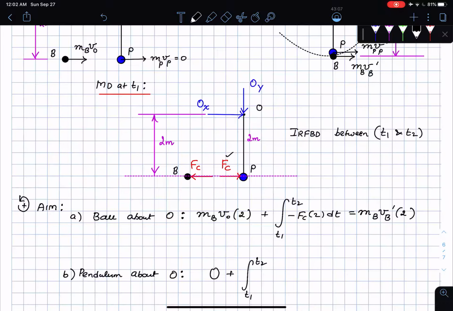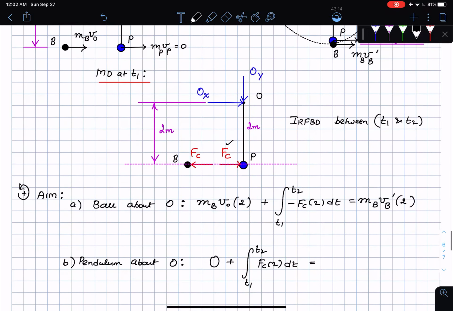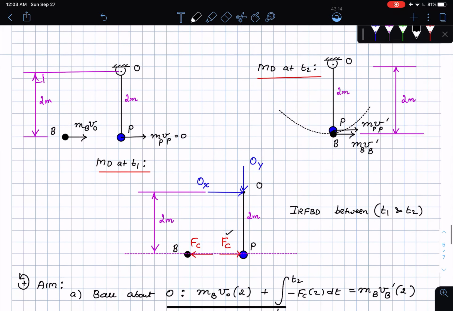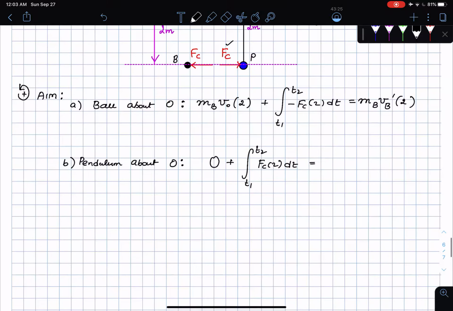So this is a counterclockwise rotation. Okay, so this is going to be plus Fc times 2 dt. And then I know from before that the distance from Vp prime to O, or Mp Vp prime to O, is still the distance 2 meters, and that's a counterclockwise rotation as well. Okay, so this is going to be Mp Vp prime times the distance of 2. Let me call this equation 3. Let me call this equation 4.